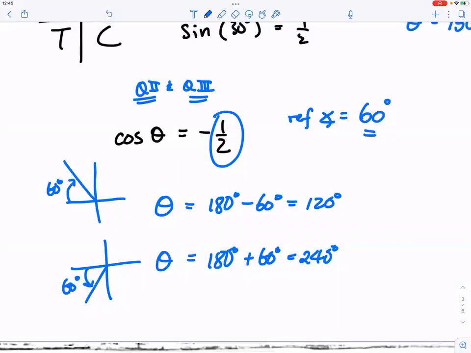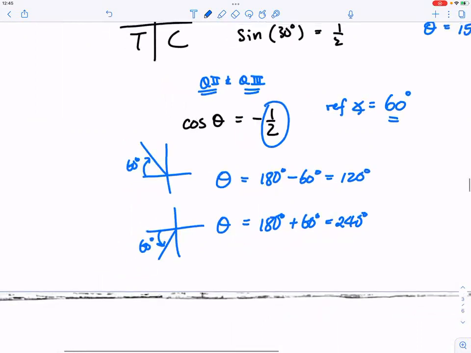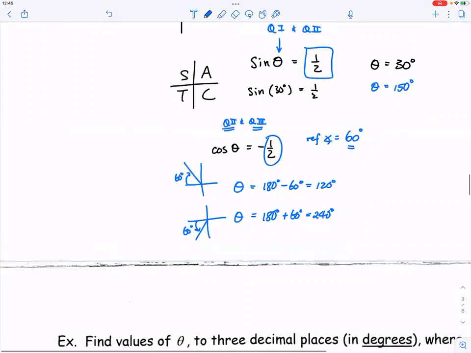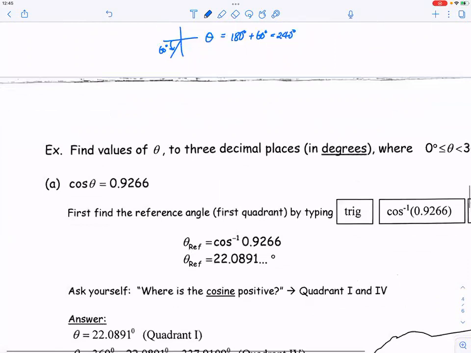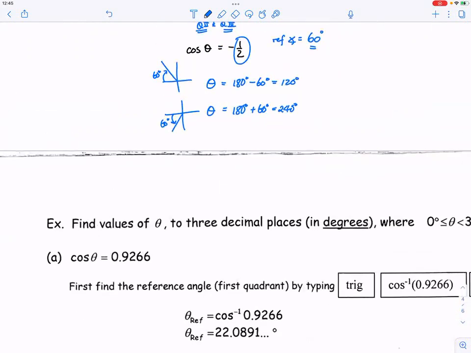Okay. Now let's go ahead and turn to the back page of the notes. And we'll do some practice together as well. Now, the back page of your notes, it sets cosine theta in degrees.